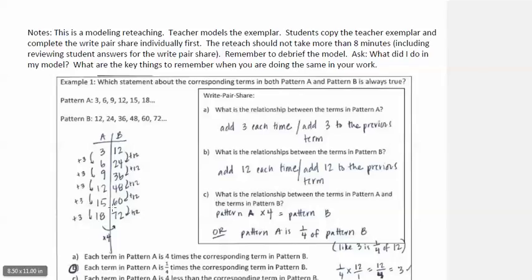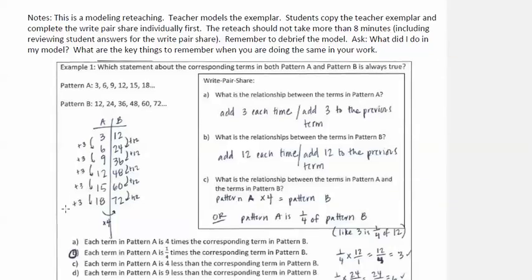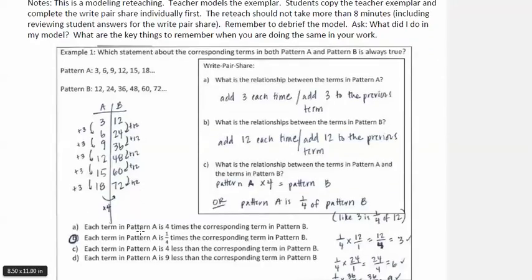Interesting. So the terms in A are less than the terms in B. The terms in B are 4 times as great as the terms in A. Let's look at our answer choices. Each term in pattern A is 4 times the corresponding term in pattern B. Well, that's not true because A is smaller. It's 1/4. It's not 4 times as big. It's 1/4 of B.